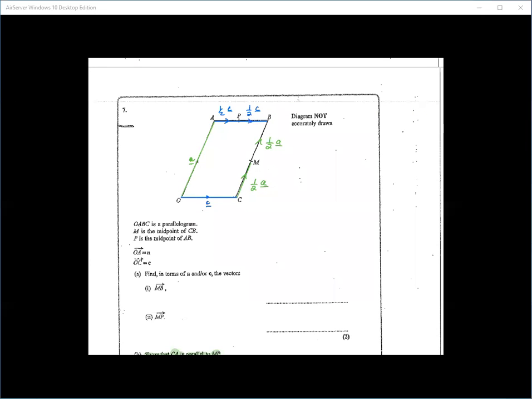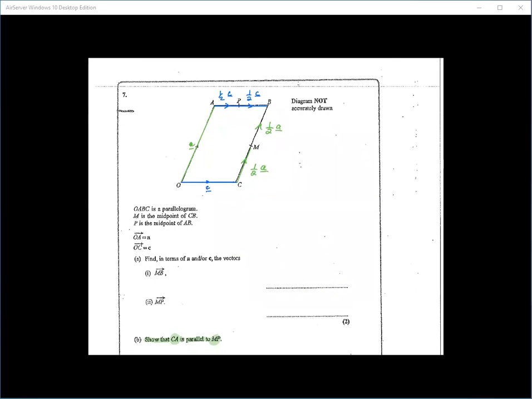Okay, right. So you want to work out MB. It says find in terms of A and or C the vectors MB. So Layla, carry on. From M to B is just half A. Exactly that one there. So half A is your answer. Just half A, done. Next one, M to P. M to B is half A, and then B to P is half C.